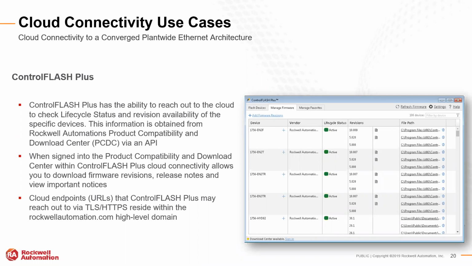And the diagram off to the right shows what it would look like when you have ControlFLASH Plus, and it's actually going out and checking to see if something is active in the life cycle. And when it does, it'll actually pull in the device information, and it'll show you the different revisions, and then it'll show you if you are downloading it. It shows you specifically where it saved it on your computer, on your file path.